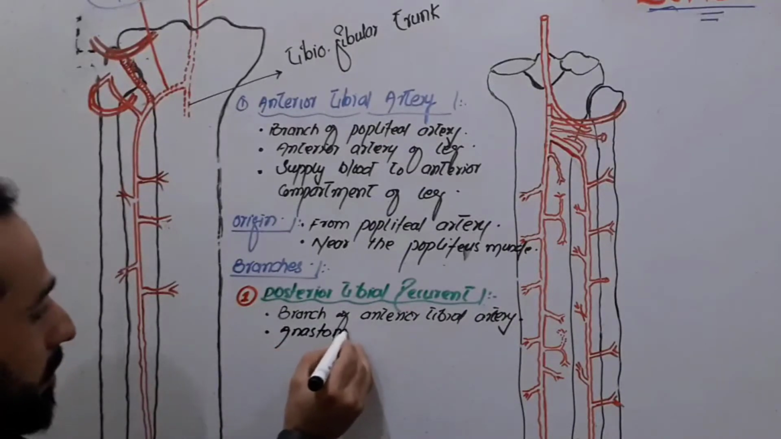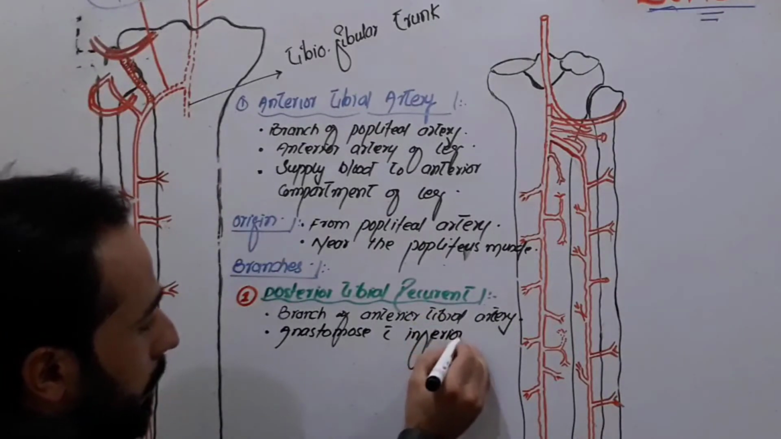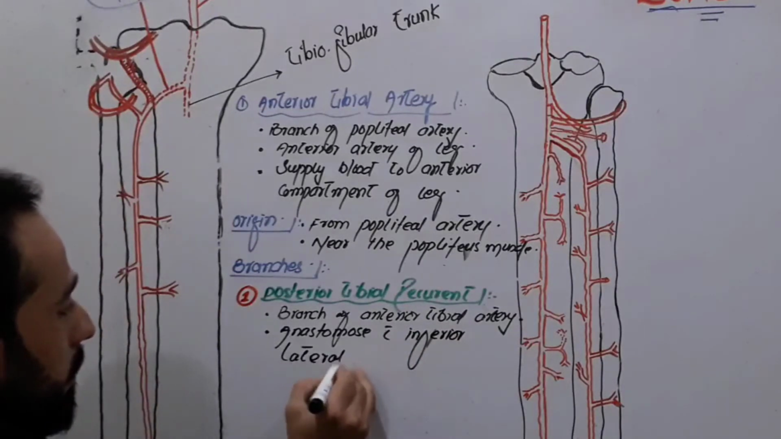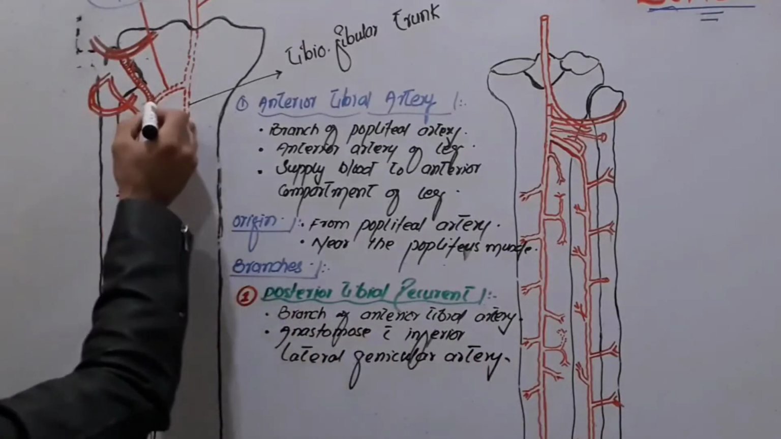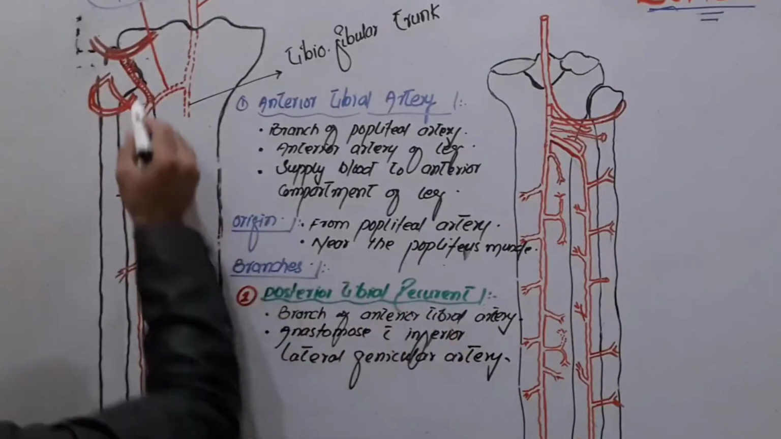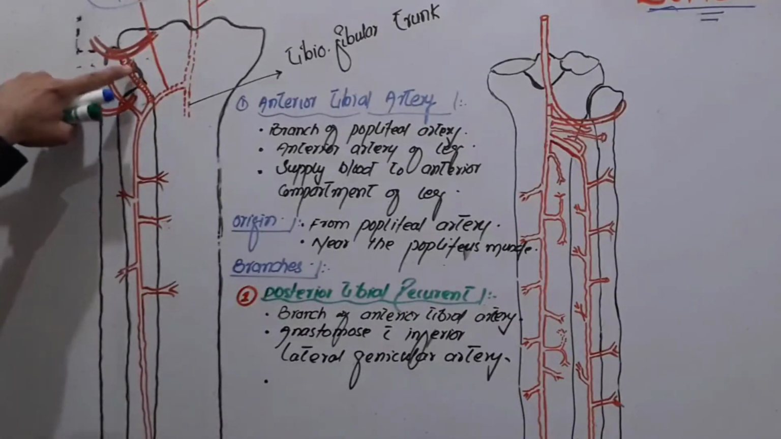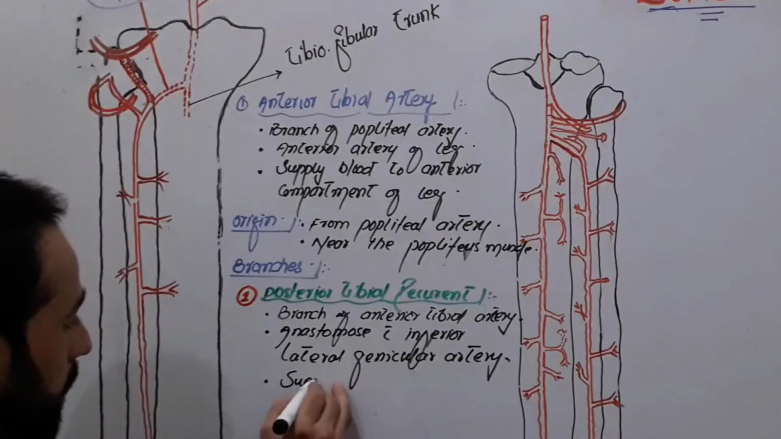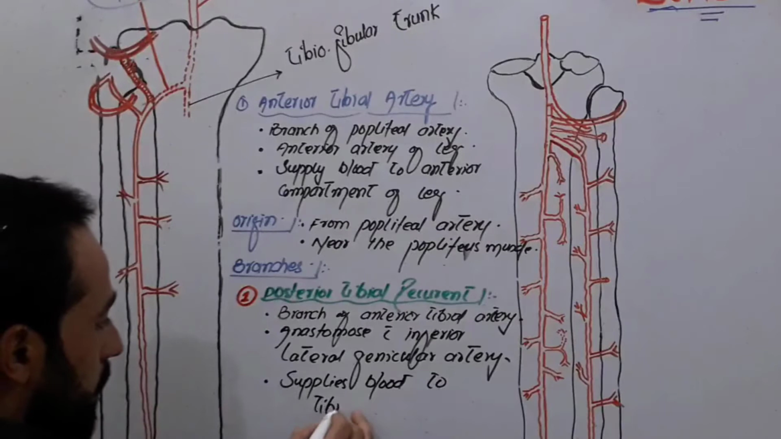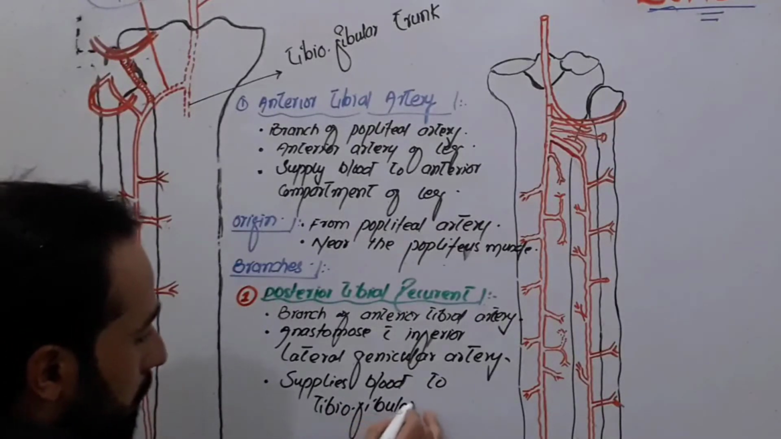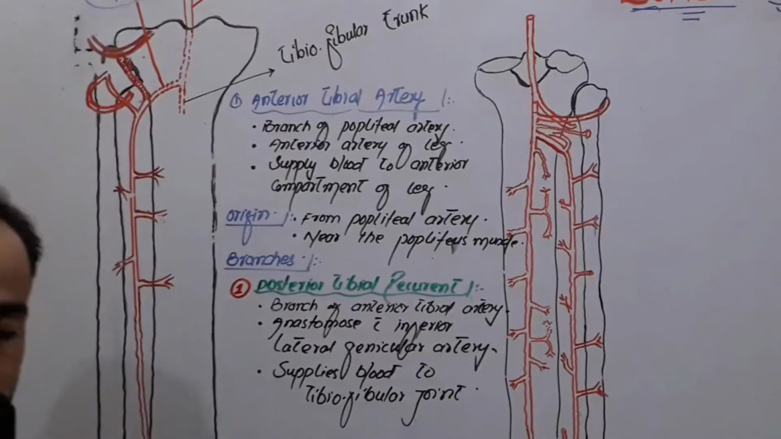Then the next point, it anastomoses with the inferior lateral genicular artery. Clear? You can see here it is going up, that's why we call it recurrent, right? So it anastomoses with the inferior lateral genicular artery. And what is its function? It supplies blood mainly to the tibiofibular joint. Right, friends. So this first branch was the posterior tibial recurrent artery.